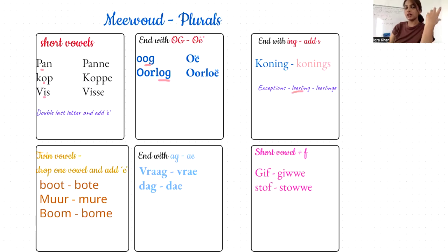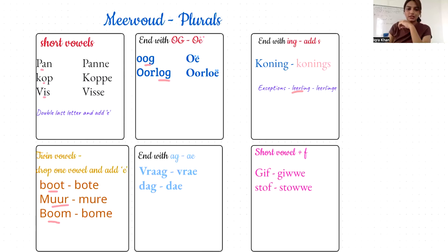You'll usually find a lot of exceptions in Afrikaans, so you just have to remember them. Right, let's look at twin vowels. If we have a word that has two of the same vowels, you'll drop one vowel and add an E. So boort will become boorte, you'll drop one vowel. This only applies if you have two of the same vowels.